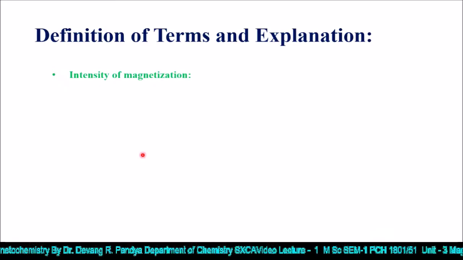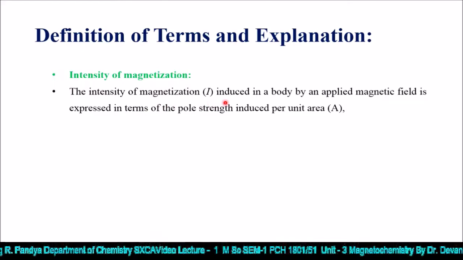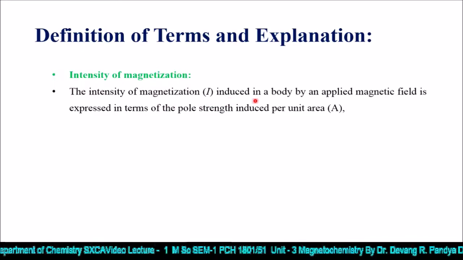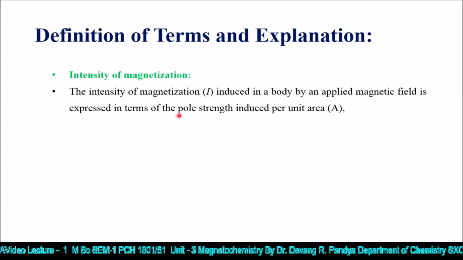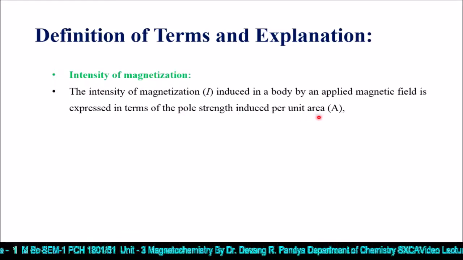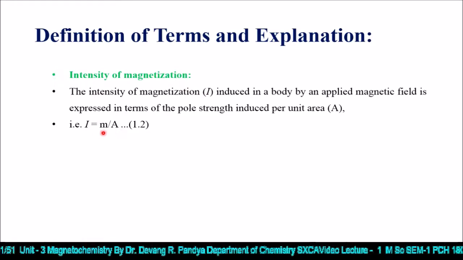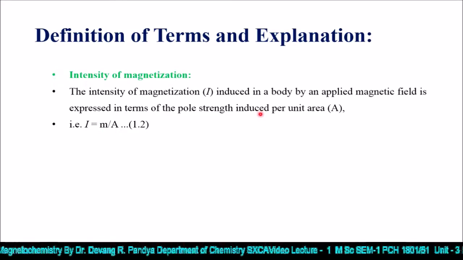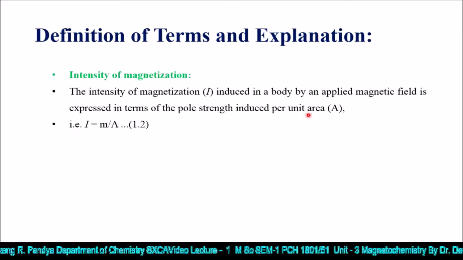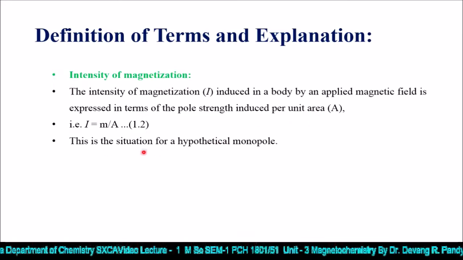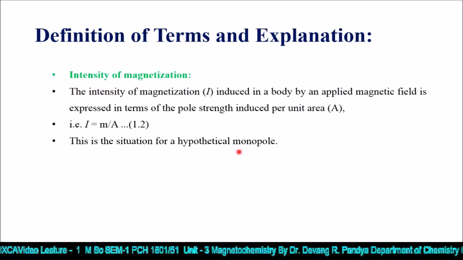Intensity of magnetization, another term. The intensity of magnetization I, induced in a body by an applied magnetic field, is expressed in terms of the pole strength induced per unit area. I is equal to m by A, where m represents the pole strength and A expresses the induced unit area. This is the situation for a hypothetical monopole, a single pole.